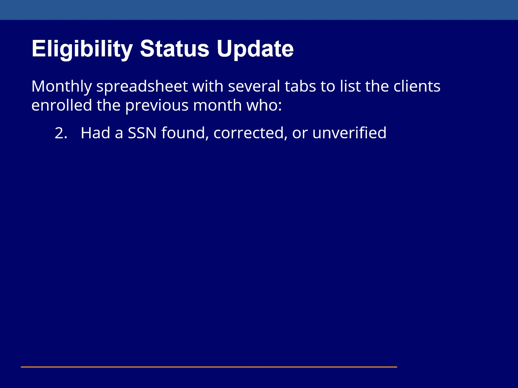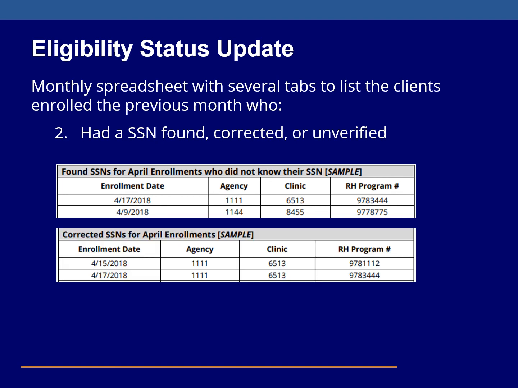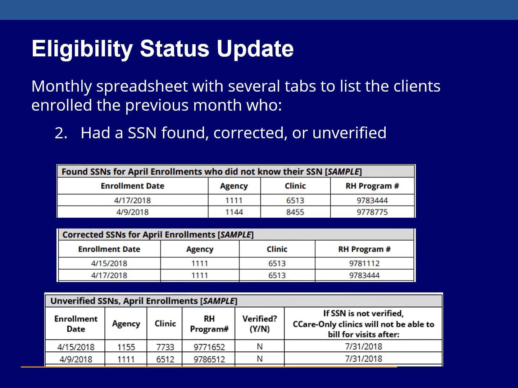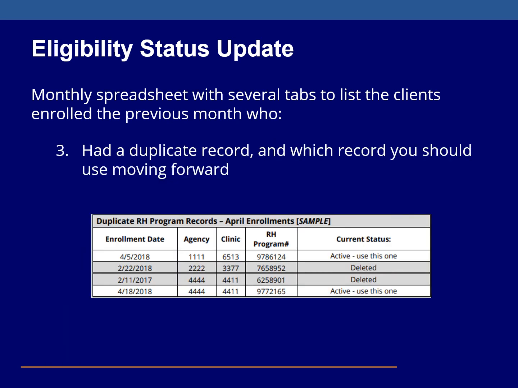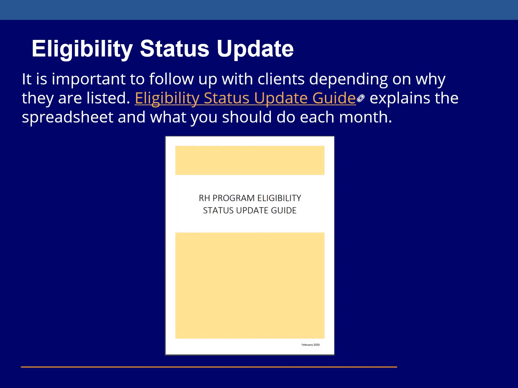The next few tabs list clients who did not know their Social Security number and for whom we were able to find it, clients for whom we were able to correct their Social Security number, and clients whose Social Security number we were not able to verify. The next tab lists clients who have duplicate records in the eligibility database and which record you should use moving forward. Then, once a quarter, there is an additional tab that lists the clients that were found to be over the RH program income limit. Our eligibility status update guide provides more detail about the workbook and explains what you should do each month. It is important to follow up with clients depending on why they were listed. Otherwise, the client's enrollment may be terminated.